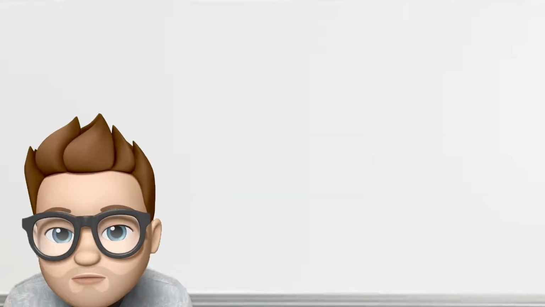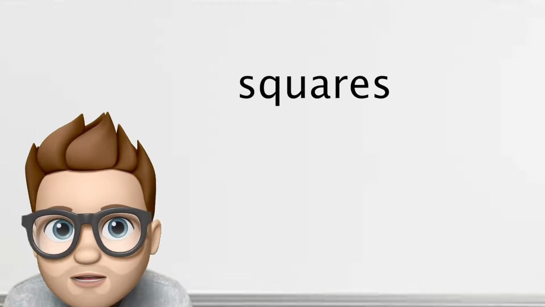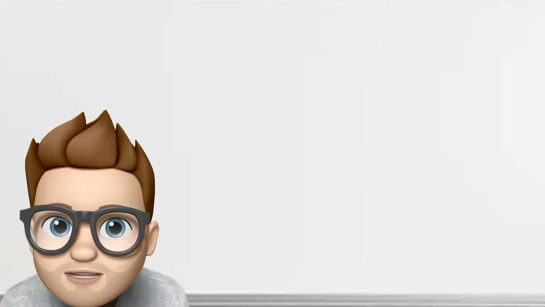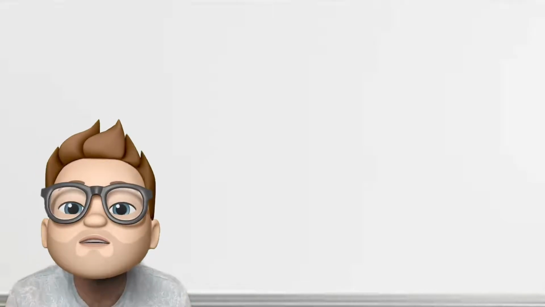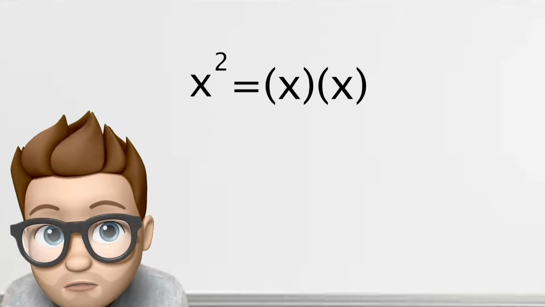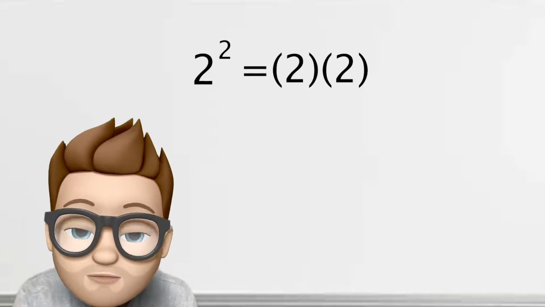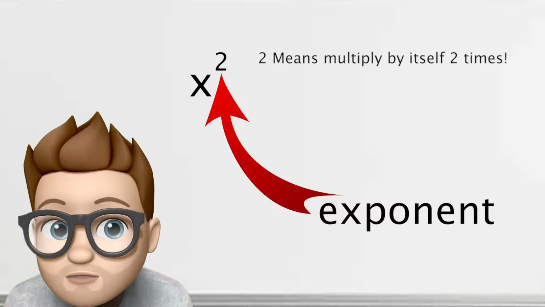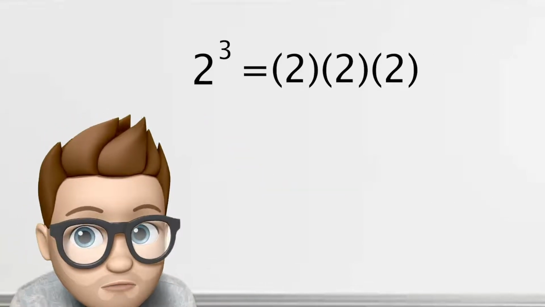What about cubes, squares, those powers of 4, and radicals, all those things? How do we add those? When are those like? Well, if you've learned about exponents, you know that x squared is just x times x, or 2 squared is 2 times 2. The exponent just tells you how many times you multiply it together. 2 to the power of 3 would be 2 times 2 times 2.